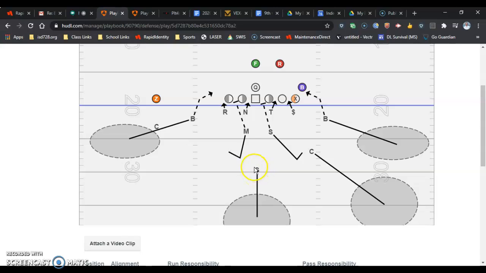Lane player meaning that they're coming downhill and making a play wherever they have. They don't have any gap responsibility, or any responsibilities as far as force or spill. They just want to come downhill and make a play wherever the lane is created to make the play.